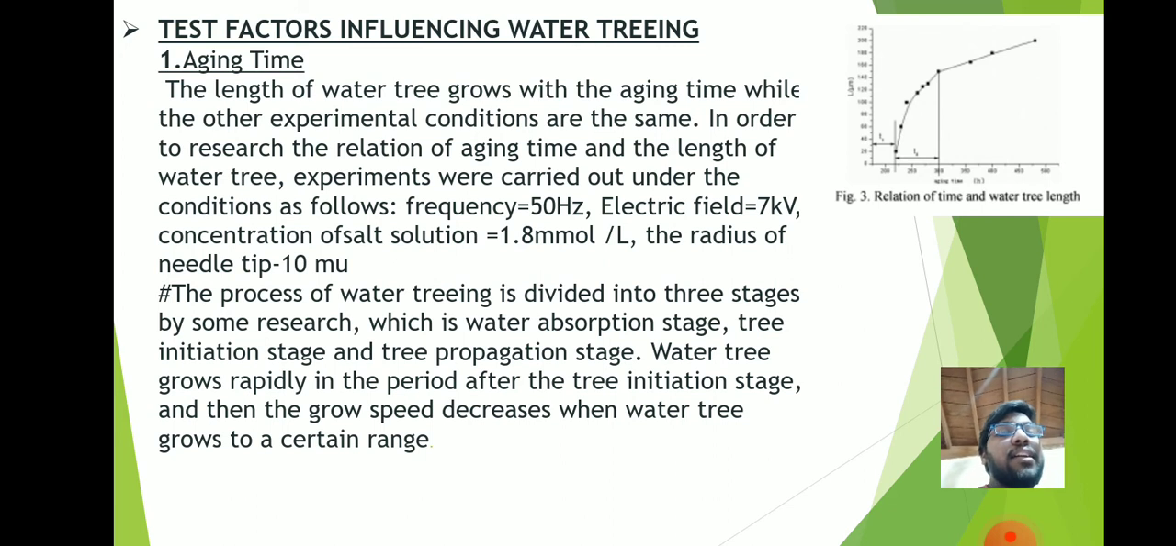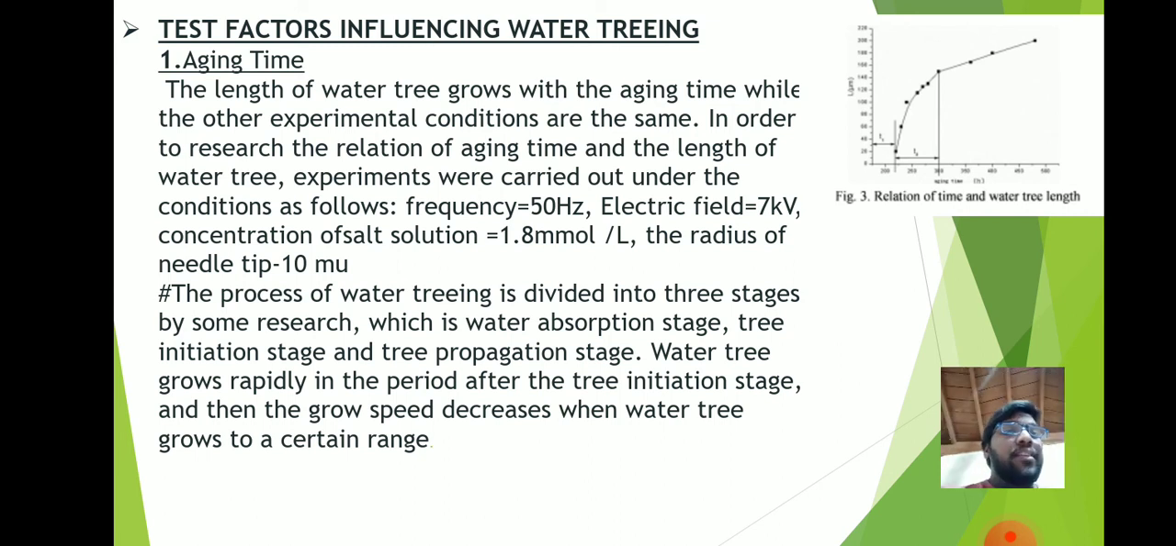As we can see in the graph, with increasing aging time, the length of the water tree also grows. This is about factor 1. The process of water treeing is divided into 3 stages. The first one is the water absorption stage, the second one is the tree initiation stage, and the third one is the tree propagation stage.